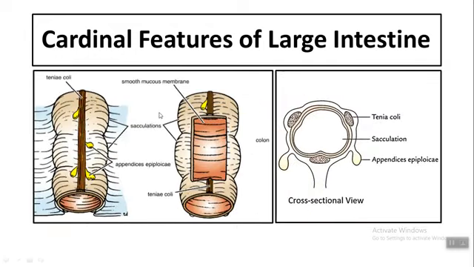Here is another diagram showing the cardinal features of the large intestine. These are the tinea coli, which are the longitudinal bands of muscle that number three. In the cross section this is apparent: three bands of longitudinal muscle called tinea coli. The other feature is the sacculation or the haustration, and the other feature is the presence of appendices epiploicae, shown in yellow, or another name is the fatty tags. These are pouches of peritoneum covering the large intestine and containing fatty tissue.